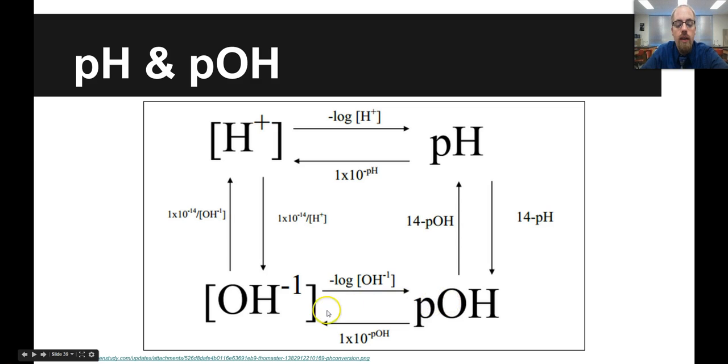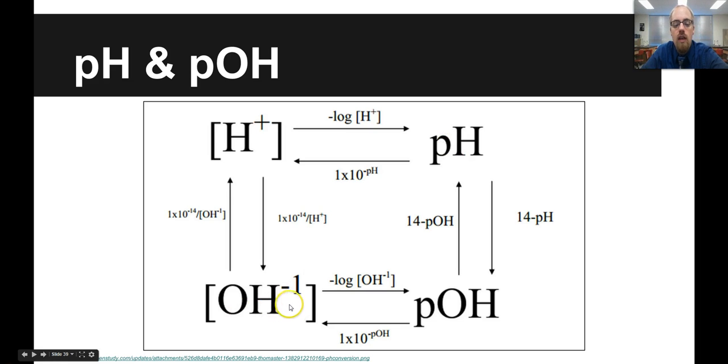Or looking at our hydroxide concentration equation and our pOH. To go from hydroxide concentration, like let's say you know the concentration of a sodium hydroxide solution, all you have to do is take the negative log of that concentration. That gives you the pOH. Or vice versa, you can go from pOH, take 1 times 10 to the minus pOH, and that's your hydroxide concentration.